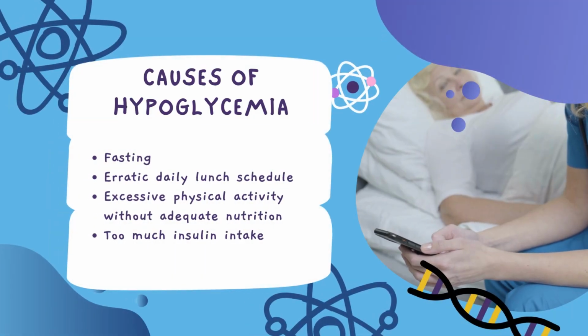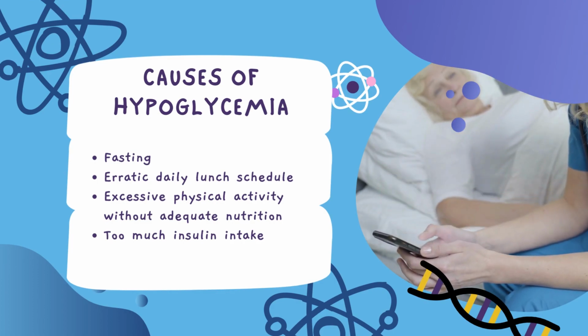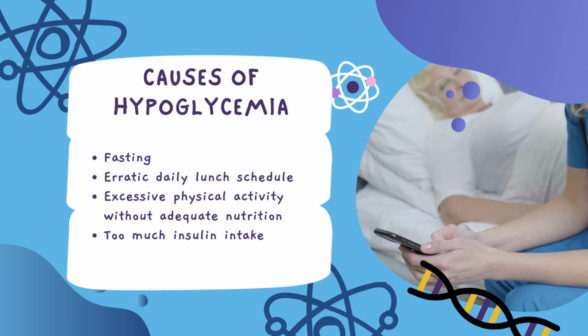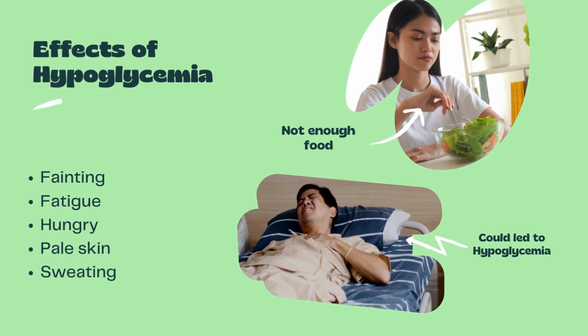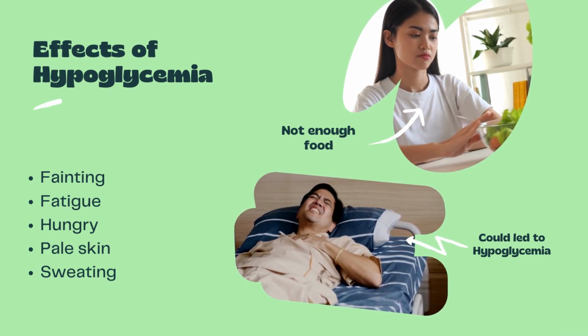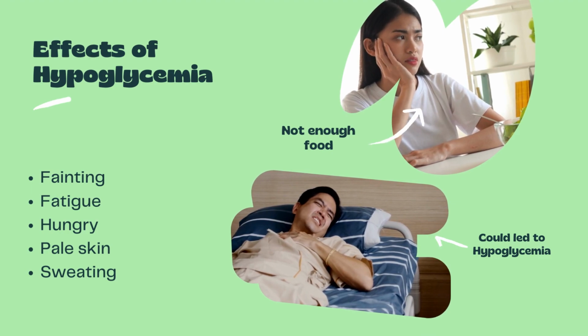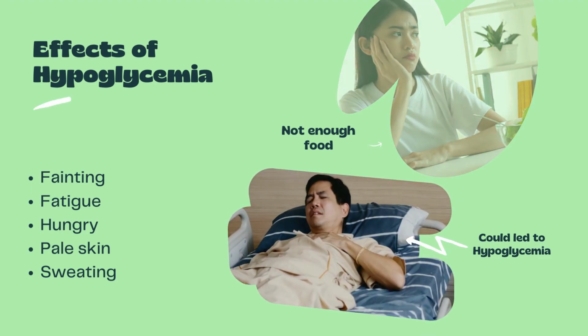Factors that can trigger hypoglycemia are fasting, an erratic daily lunch schedule, excessive physical activity without adequate nutrition, and too much insulin intake. For hypoglycemia, the effects consist of fainting, fatigue, hunger, the skin becoming pale, and sweating.